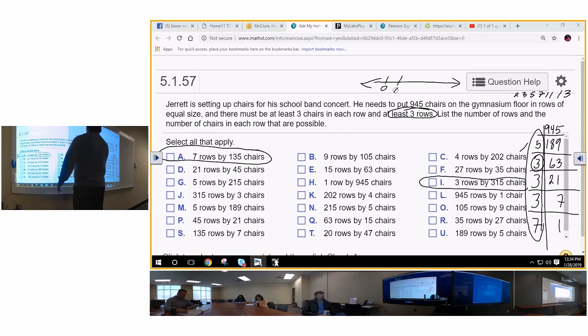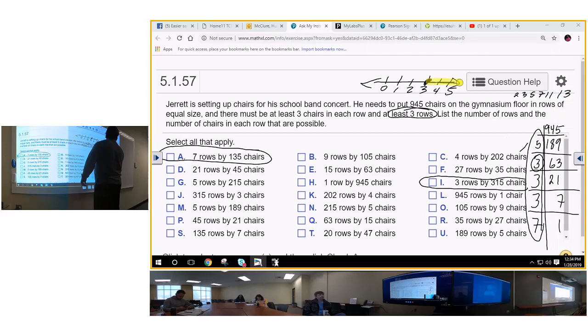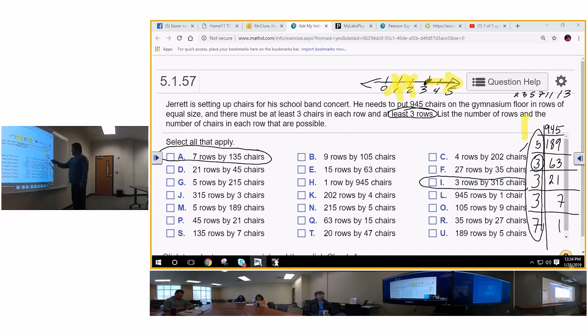0, 1, 2, 3, 4, 5. What does at least 3 mean? That means your least number is 3. So that means everything to the right of 3. So you can use any number to the right of 3. That means I can't use 2 and I can't use 1. So pick another one over here. Well, we did 3s.